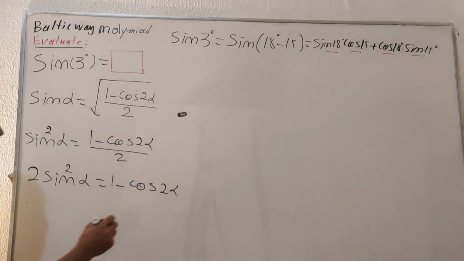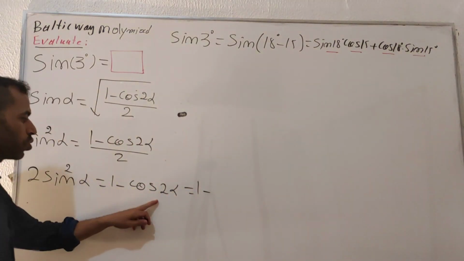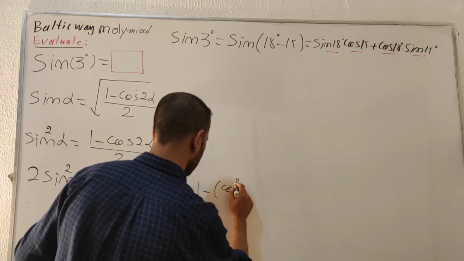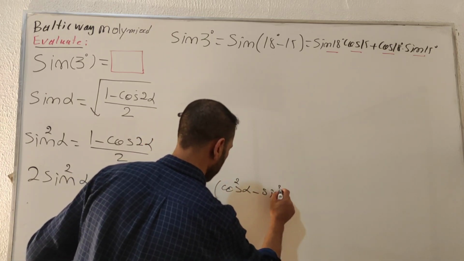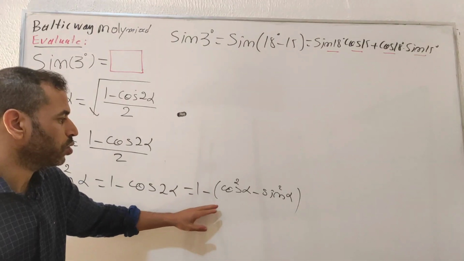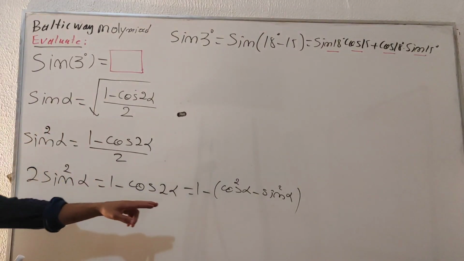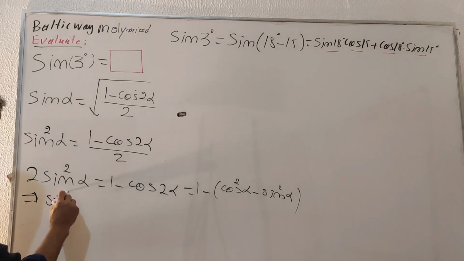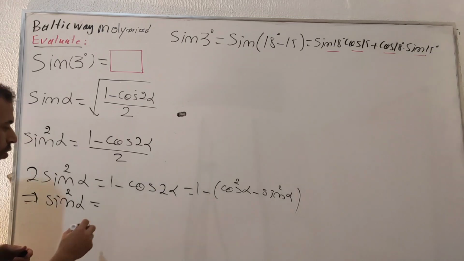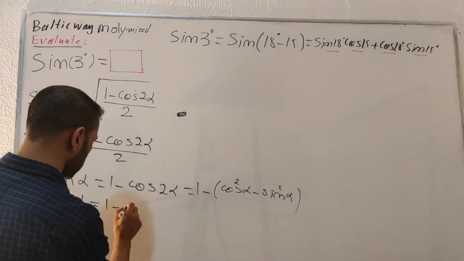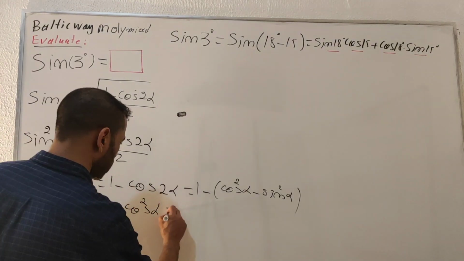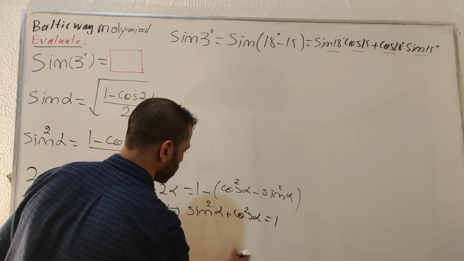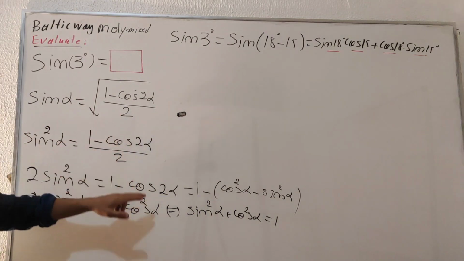Let's work on this one. It's very clear here that cosine 2 alpha is the same as cosine square alpha minus sine square alpha. If I distribute this out and bring the sine square alpha to the left-hand side, I get sine square alpha plus cosine square alpha equals 1. So this one is coming from this formula.